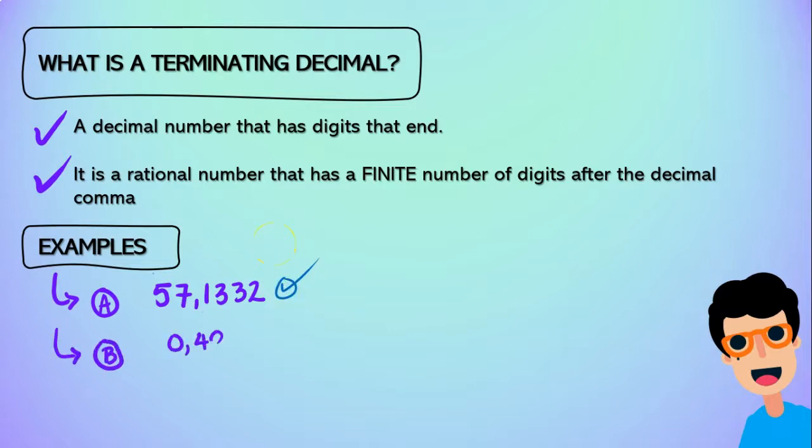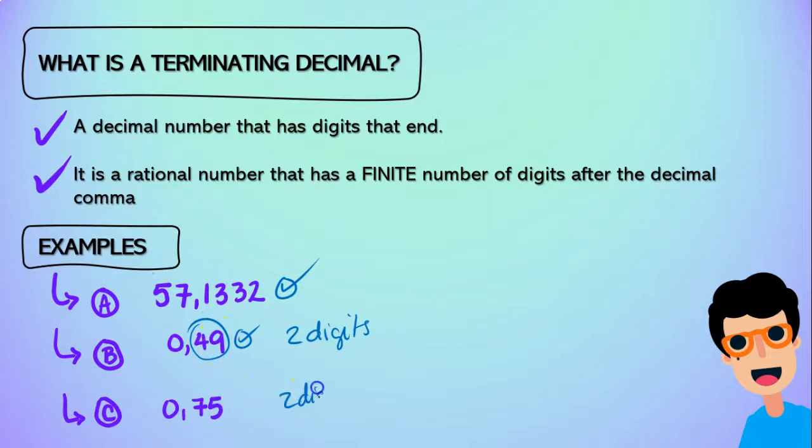Number B is 0.49. So in this case, guys, it doesn't matter if the number starts with 0 point something. It doesn't matter. The number still finishes. We have 2 digits after the decimal comma. So again, it is a terminating decimal. So number C is 0.75. Again, we have 2 digits after the decimal comma. Because we have 2 digits after the decimal comma, it is a terminating number.